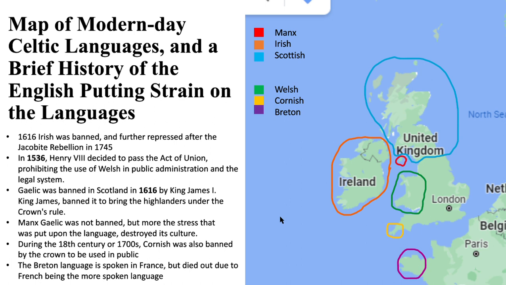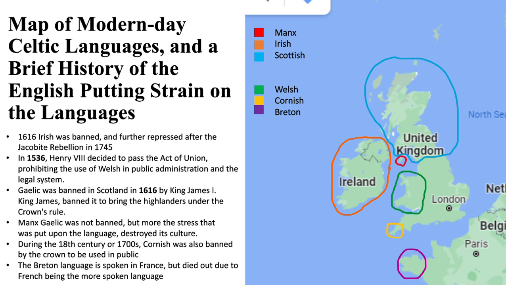And we also have Manx Gaelic. It was not banned, but it suffered from the pressure inflicted upon it by the English language, and because it's a really small island, it didn't have many native speakers, so it just kind of died out of use. Then during the 1700s, Cornish was also banned by the crown from being used in public, and all the Celtic languages besides two were basically banned. The last language would be the Brittonic language, which is spoken in France, this part right here.